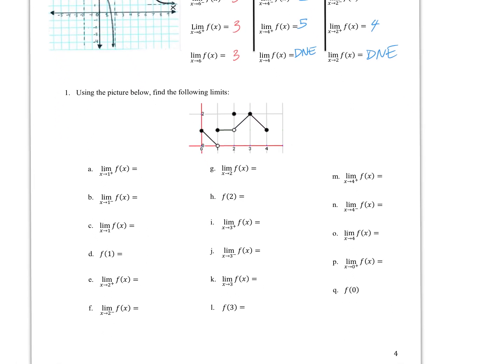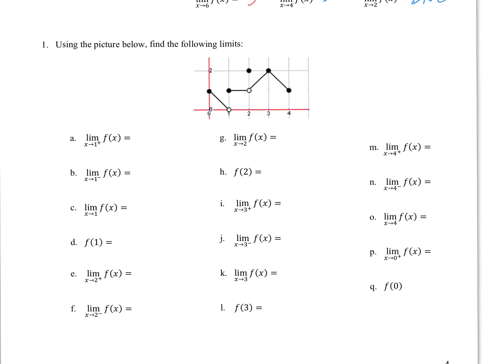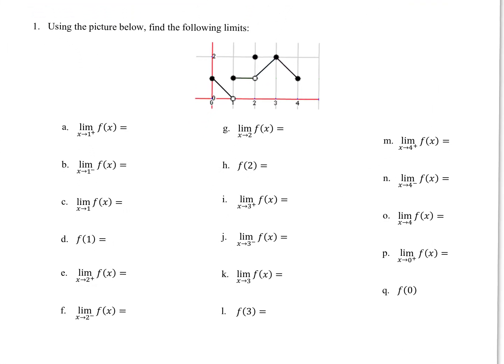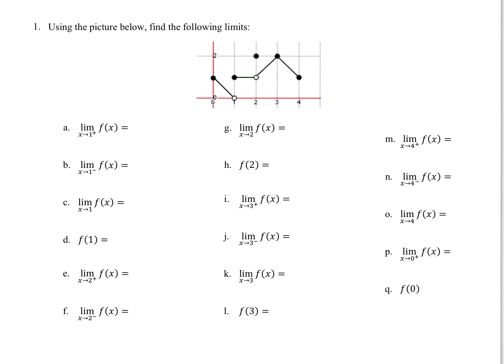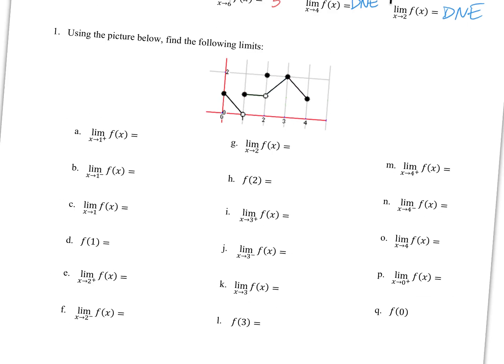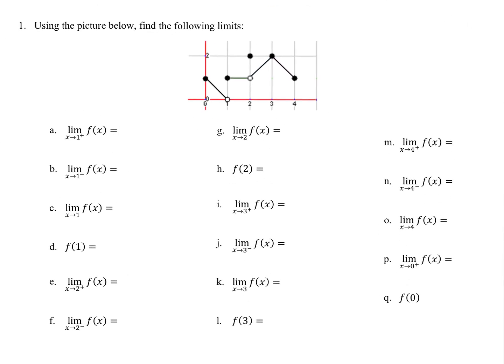Okay, we're going to practice this. Here we go. Using this picture below, find the following limits. Holy moly. You want to try on your own a little bit? Okay, you guys try on your own. I'm going to also do it up here so you can check as you go. And if you're like, ooh, I didn't get that, then talk to me. Ask me. 1 from the positive side.